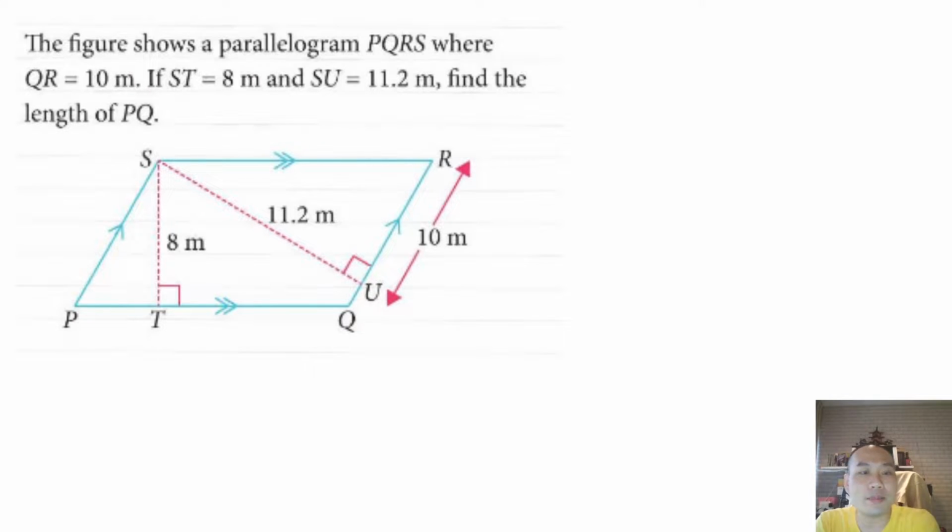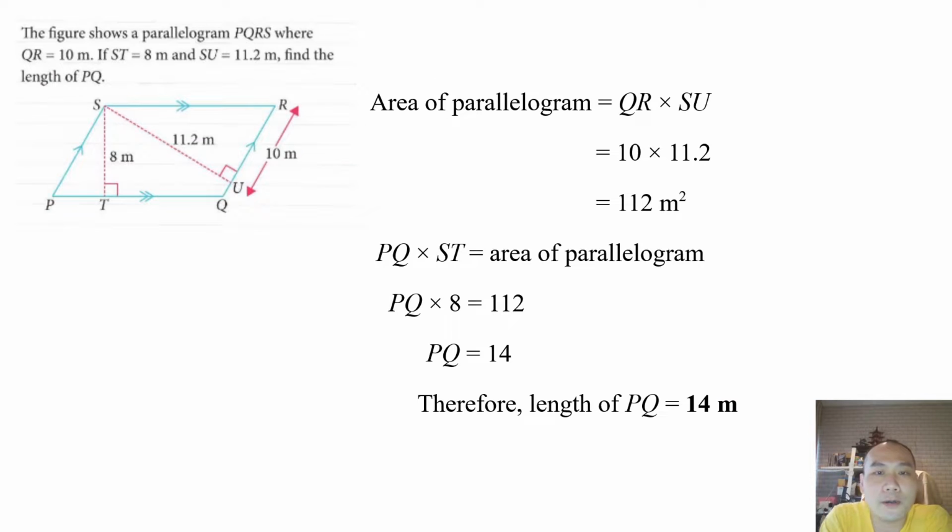Now, when we examine the length of PQ, we realize that it's one of the sides of the parallelogram and we don't have much to work on. So the idea now is you look at all the other information. We can treat either PQ as the base or QR as the base. With the other information, we can find the area of the parallelogram if we use QR as the base. So that's exactly what we're going to do.